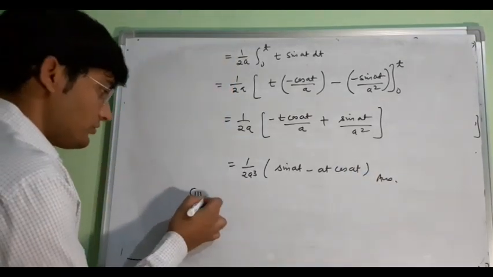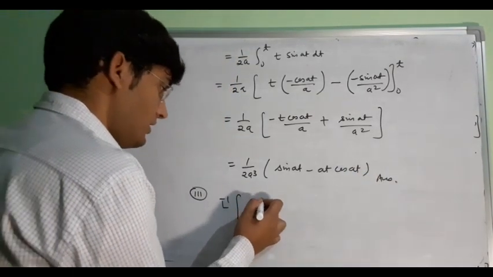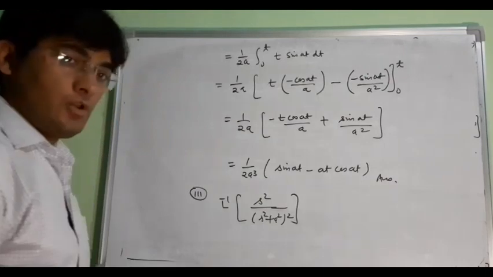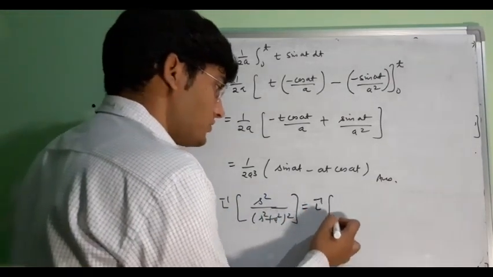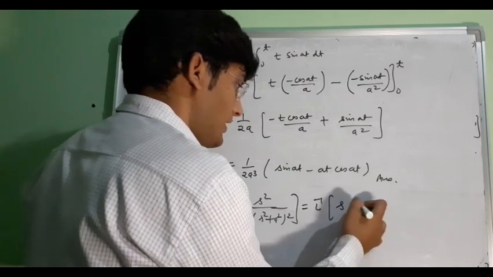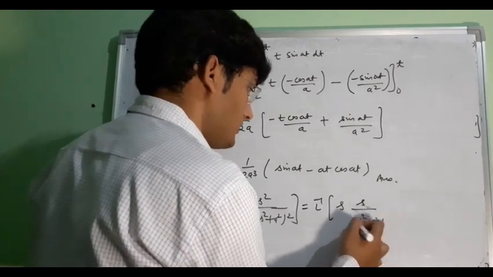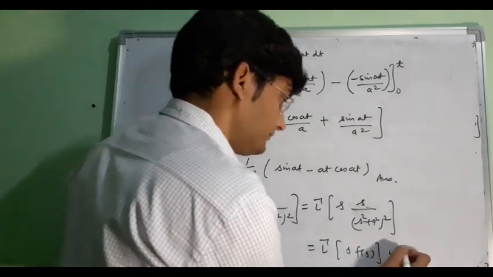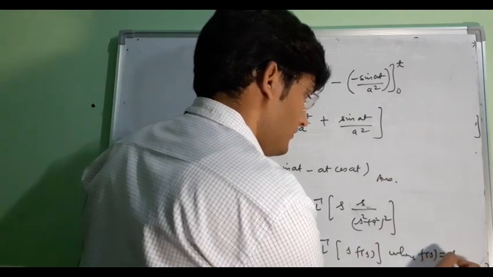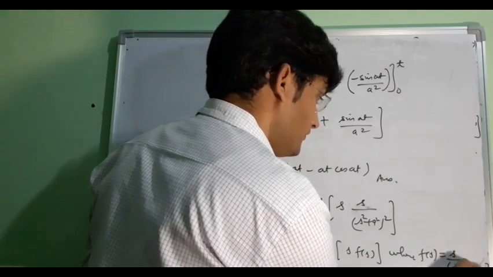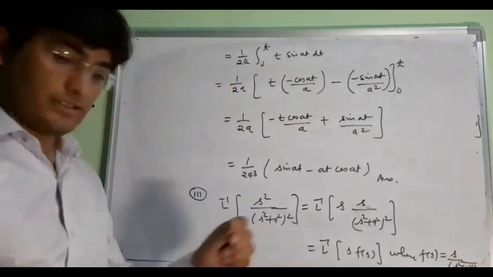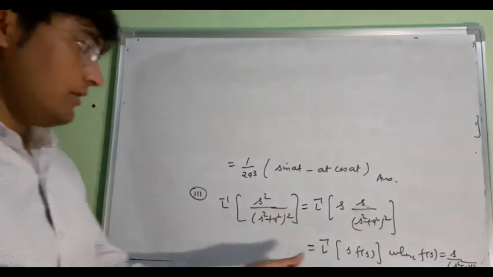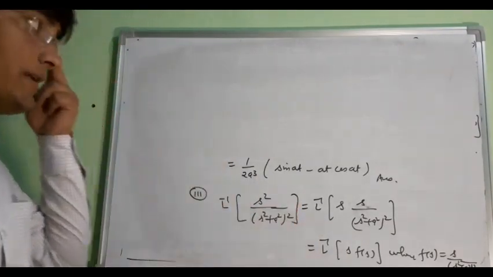So let us start with question number 3, which was Laplace inverse of s square upon s square plus a square whole square. We can write it as Laplace inverse of s into F(s), where my F(s) is s upon s square plus a square whole square. So again we have the inverse Laplace transform for this F(s). Now we can use the Laplace inverse of sF(s).